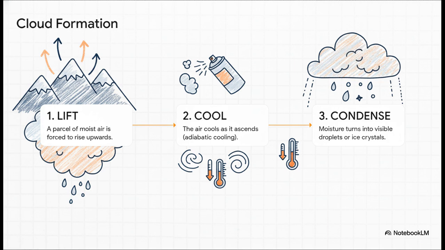First, you need lift. Something has to give that moist air a push upwards. Then, as it rises, it cools. It's a process called adiabatic cooling. It's the same reason a can of compressed air gets cold when you use it. And finally, once it's cool enough, the water vapor will condense, turning from an invisible gas into tiny liquid droplets or ice crystals. Lift, cool, condense. That's the whole magic trick.